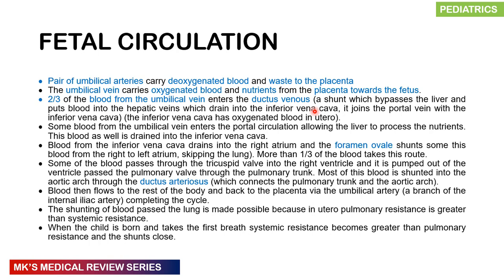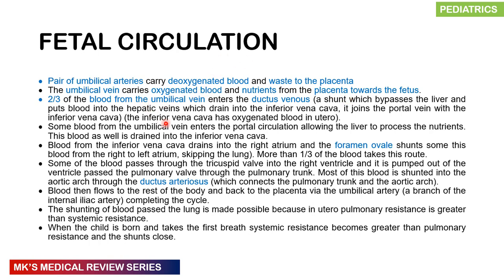So 2/3 of this blood, like I said, comes from the umbilical vein. It enters the ductus venosus, which is a shunt that bypasses the liver. Then it places this blood into the hepatic veins, which eventually drain into the inferior vena cava. And then it joins the portal vein with the inferior vena cava. Remember that the inferior vena cava in utero carries oxygenated blood. Some of the blood from the umbilical vein enters the portal circulation to allow the liver to process some of the nutrients, and then this blood also drains into the inferior vena cava.